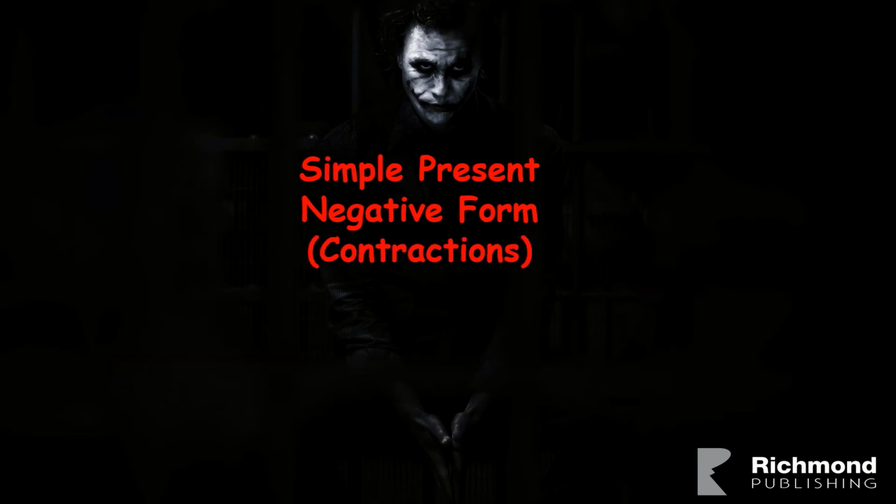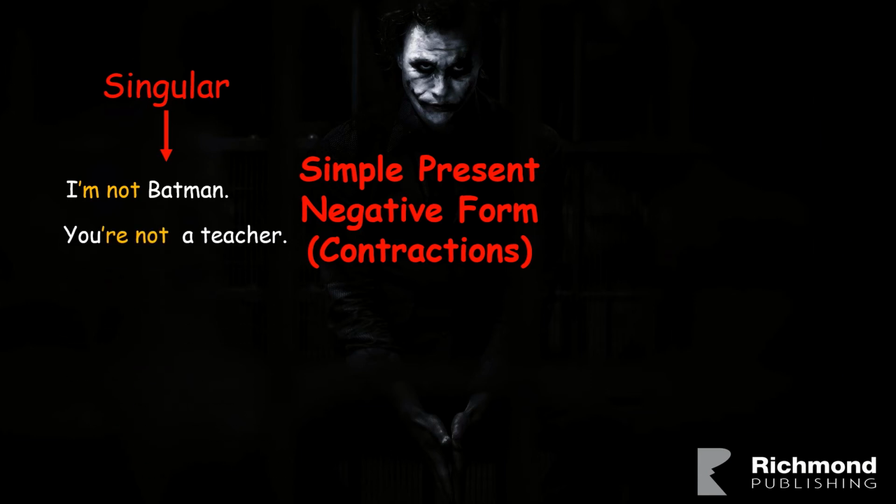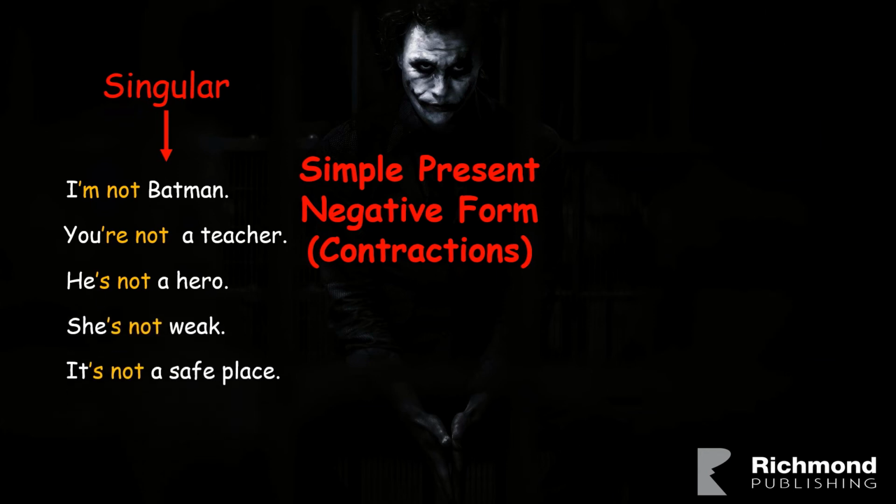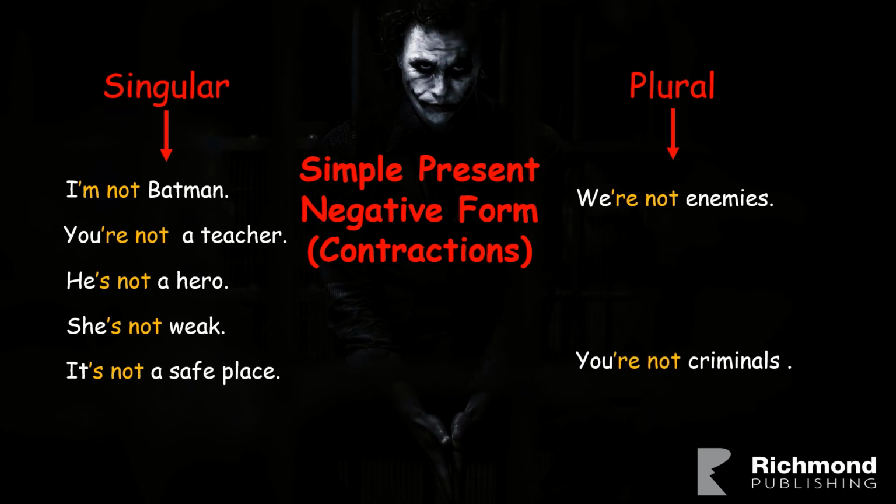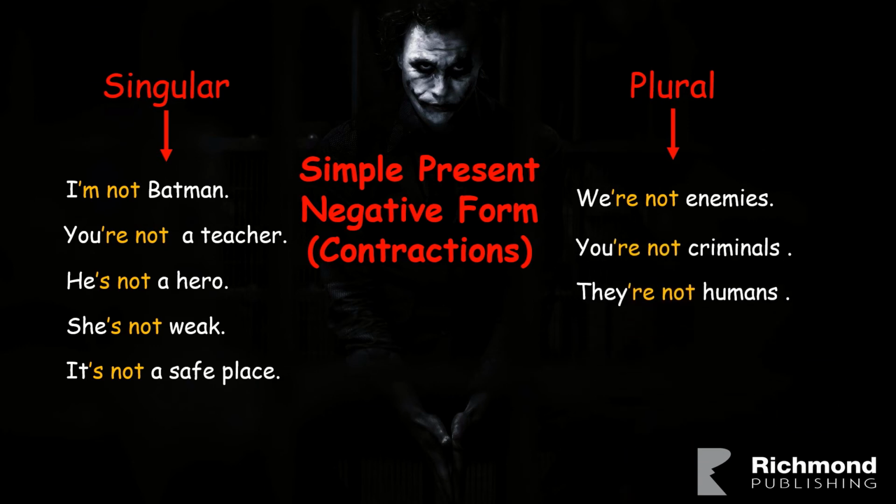Contractions. Simple present negative form contractions. Singular. I'm not Batman. You're not a teacher. He's not a hero. She's not weak. It's not a safe place. Plural. We are not enemies. You're not criminals. They are not humans.